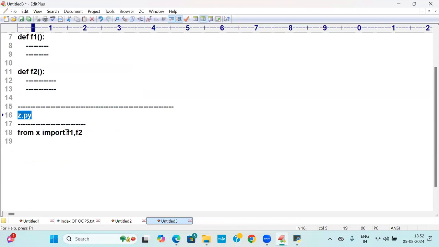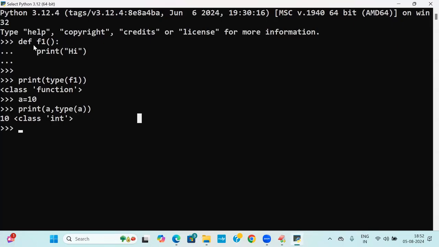But when Z is importing from the functional area F1 and F2 through modules, definitely in Z.py, F1 and F2 are objects of the function class. They take memory space. In which program? X.py, Z.py. So why are they taking memory space? F1 and F2 are what? Objects. Just now I showed you also. What is that? Class function.